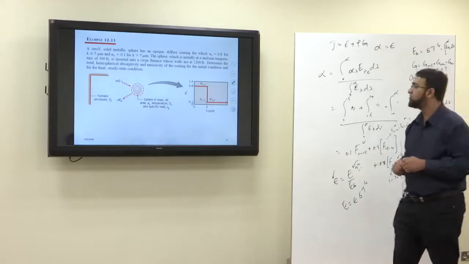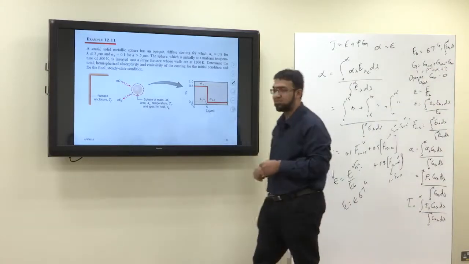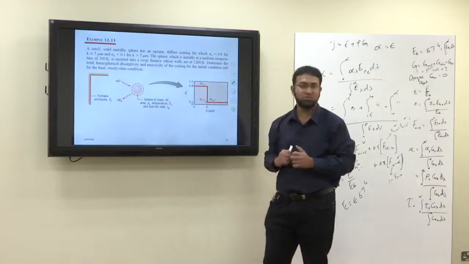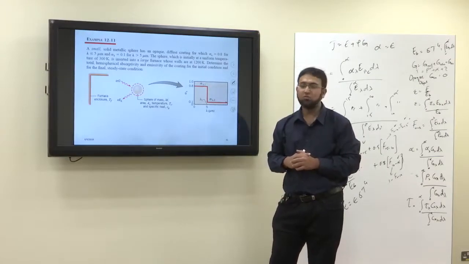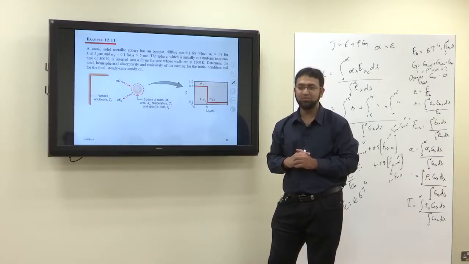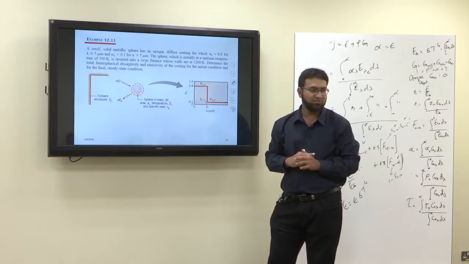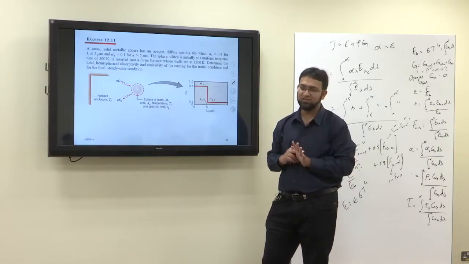Okay, now let's come over to the next problem, which is the last problem for this chapter, and chapter number 12 is done then. We did not really go into the details and the depth. We skipped many things. But if we go into the details and the depth, this chapter is the most difficult chapter of the book.